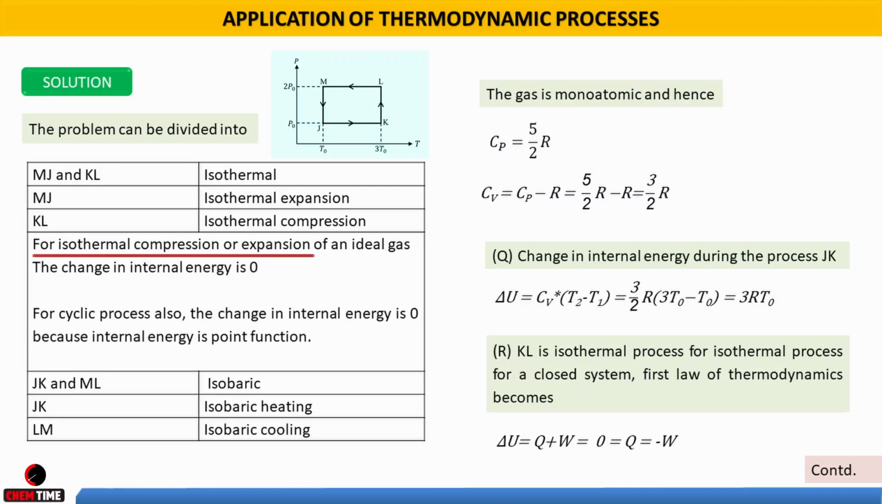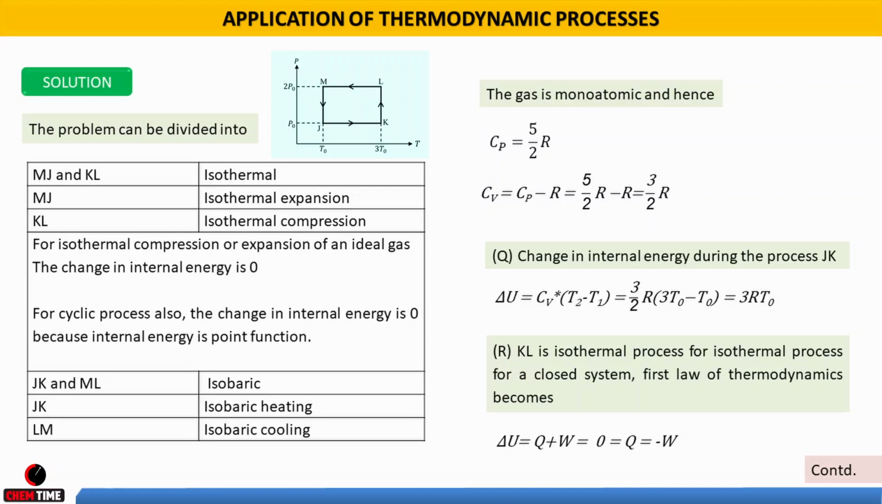And for isothermal compression or expansion of an ideal gas, the change in internal energy is 0 because internal energy of an ideal gas depends only on temperature. And for a cyclic process also, the change in internal energy is 0 because internal energy is a point function. JK and ML are isobaric processes. Isobaric means constant pressure. JK refers to isobaric heating and LM refers to isobaric cooling.